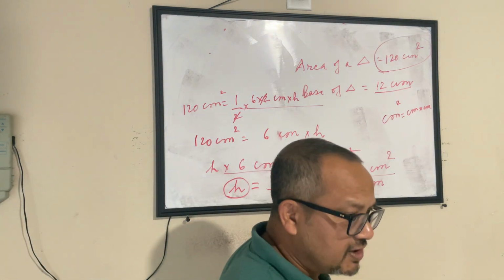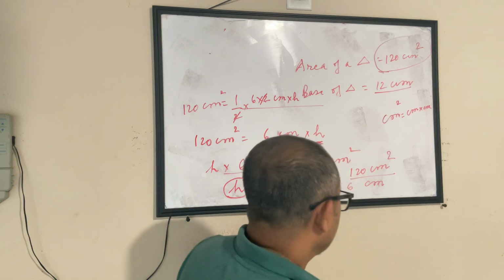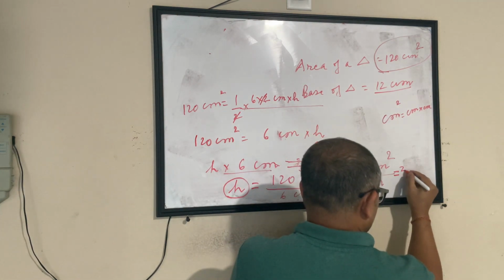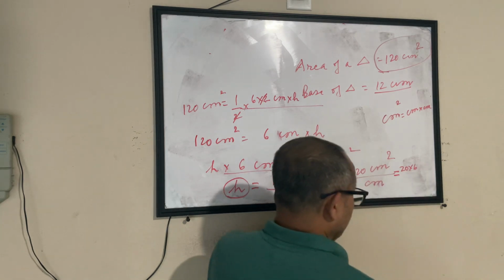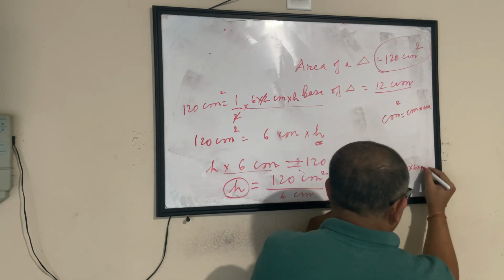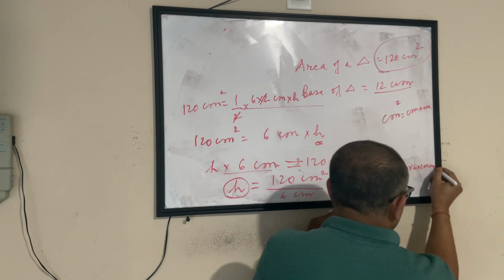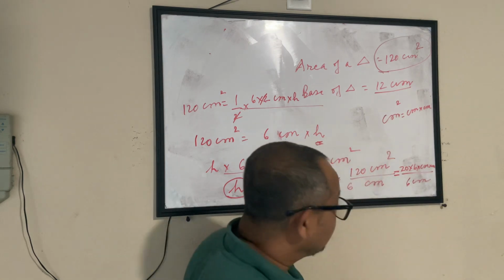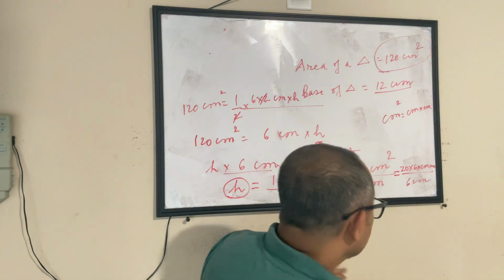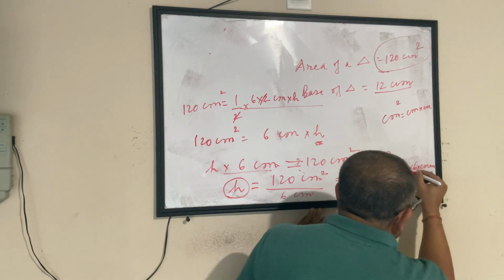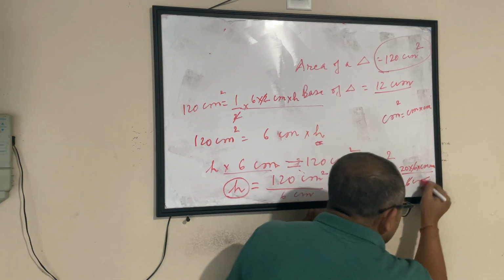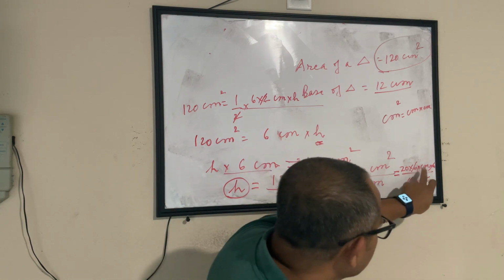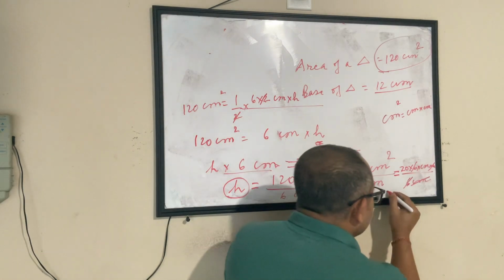Are you guys with me so far? Yes. So from this, now 120 I can break down: 20 into 6 becomes 120. And centimeter square, I can write as centimeter into centimeter, divided by 6 centimeter. What I am trying to do is simplify it. So this 6 and this 6 I can cancel, this centimeter and this centimeter I can cancel. What am I left with? 20 centimeter. That becomes my answer.